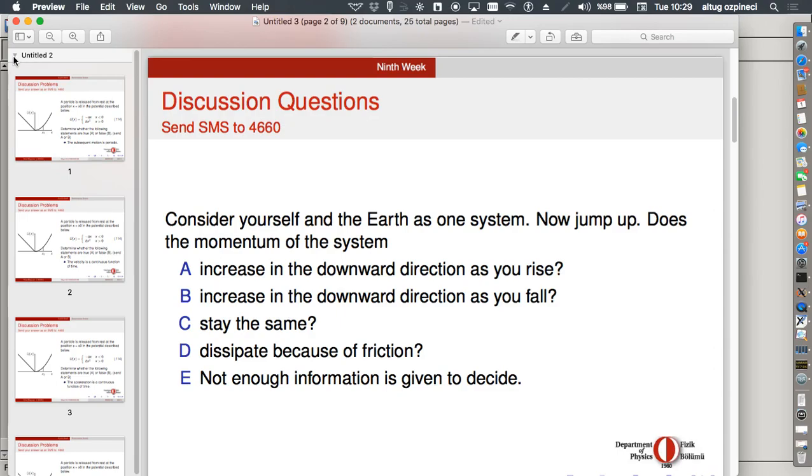The momentum of the system, as you said, is always the velocity of the center of mass times the total mass of the system. It is always true. Okay, so your friend is saying C. Anybody else?